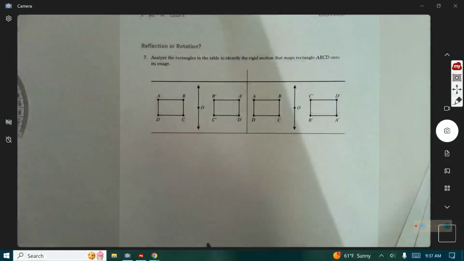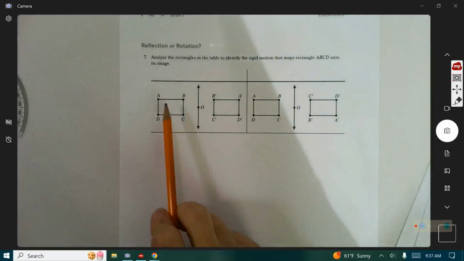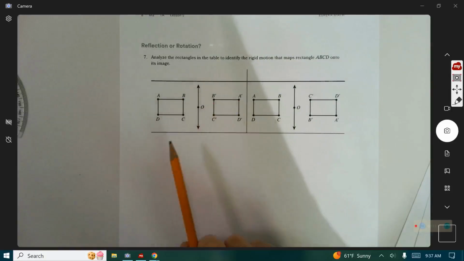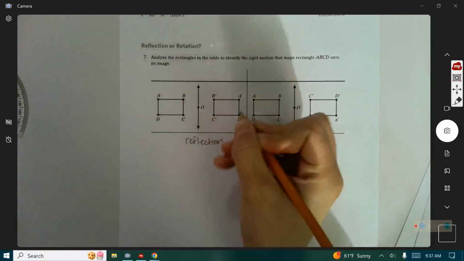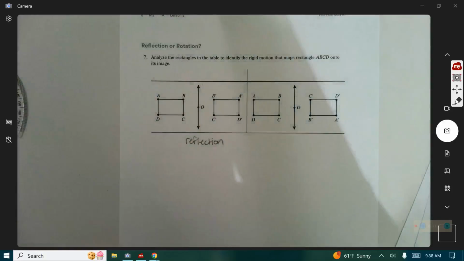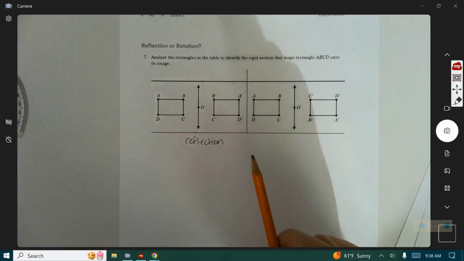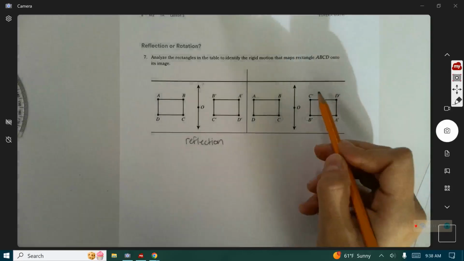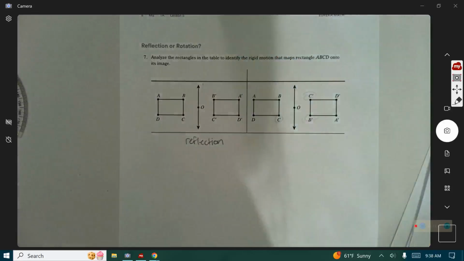Seven, analyze the rectangles in the table to identify the rigid motion that maps rectangle ABCD onto its image. I see B and B prime, C and C prime are close together. I see it went AB over here, but BA over here. So to me, this appears to be a reflection. It is flipped over this line in the middle. Now on this one, B is on the top, but B prime is on the bottom. C was on the bottom, and C prime is on the top. So this one appears to be a rotation.